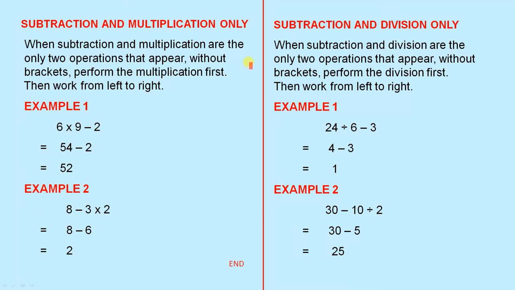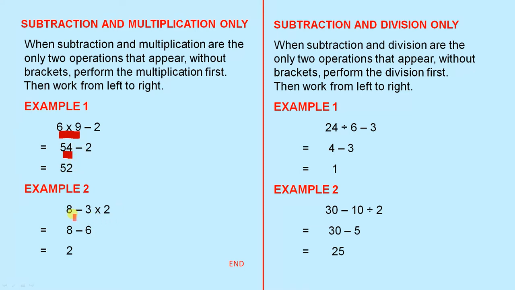Subtraction and multiplication only. When subtraction and multiplication are the only two operations that appear without brackets, perform the multiplication first, then work from left to right. Example 1, 6 times 9 minus 2. 6 nines gives you 54. 54 take away 2 gives you 52.